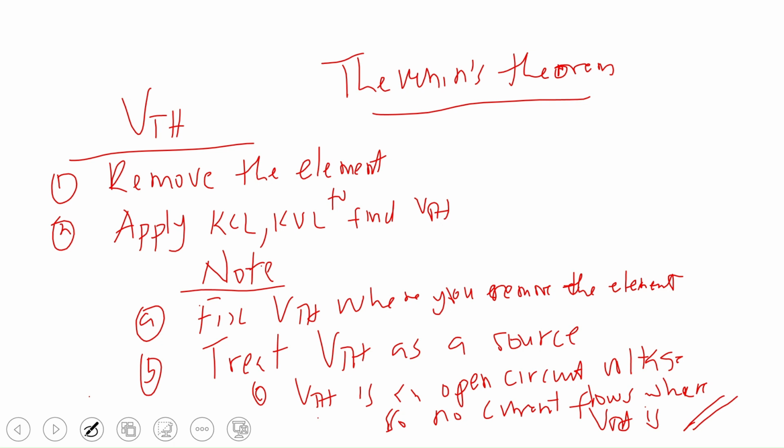And we'll practically do examples and you will understand what I mean by that. So first you remove the element, then we are going to apply Kirchhoff laws to find VTH. But what we'll do is that we'll first fix VTH where we removed the element. Then we are going to treat VTH as a source voltage. And after that, we are going to note that no current actually passes where VTH is because VTH is an open circuit voltage. So basically, that's how to find VTH.